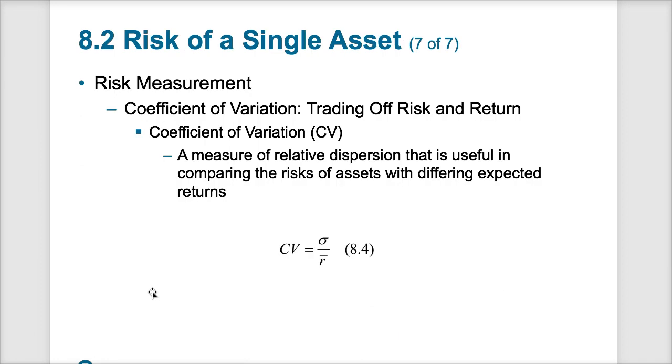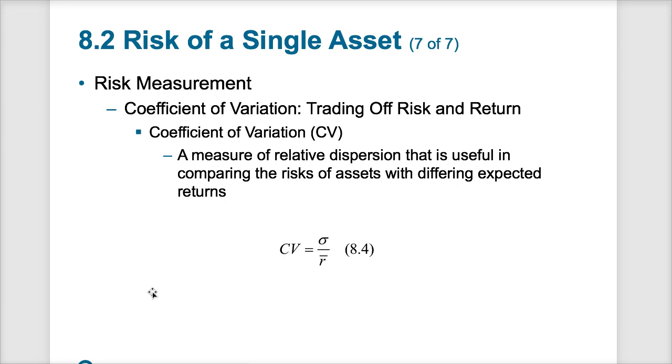So the coefficient of variation I mentioned before, and I told you to take the standard deviation divided by the average return. This gives us a measure of risk that can be comparable between asset classes. Sort of taking apples and oranges and making them all comparable.